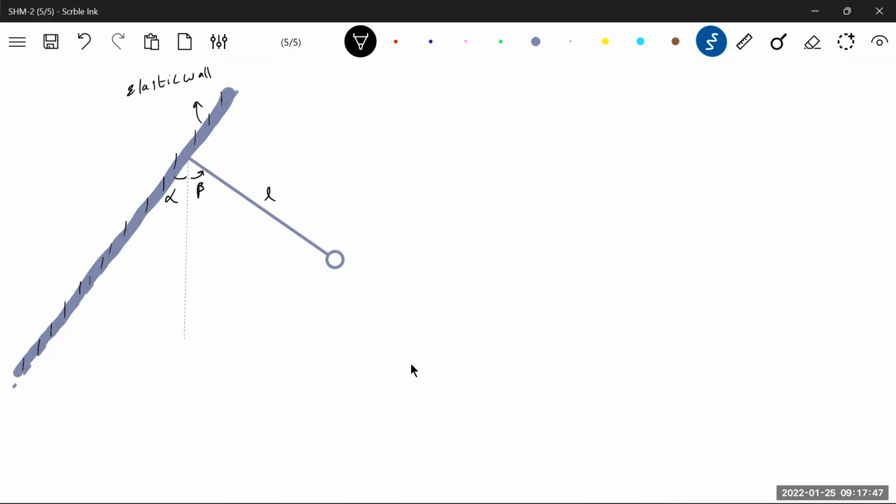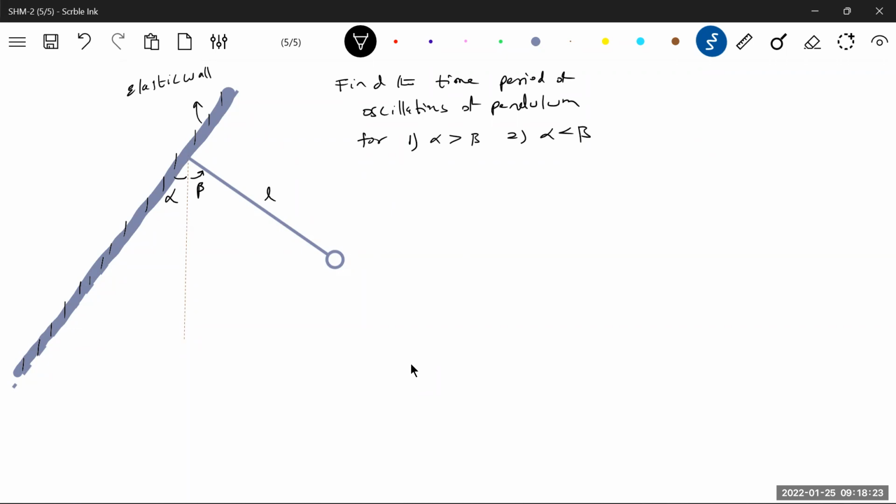We have to find out the time period of the pendulum for alpha greater than beta, and for alpha less than beta. Find the time period of oscillations of the pendulum for the first case, alpha greater than beta, or beta less than alpha.